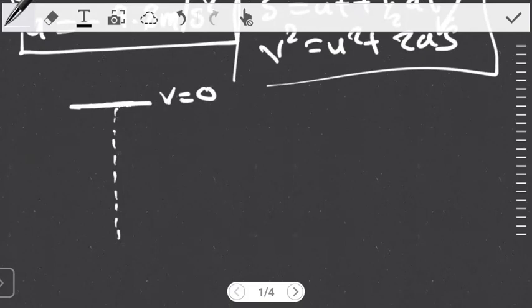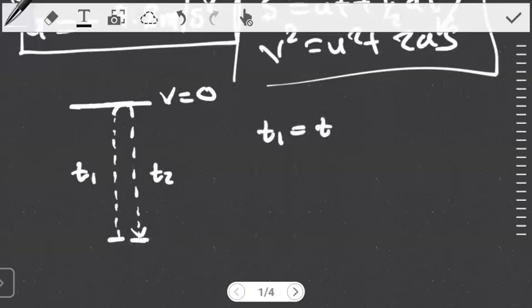Okay, next up, if the projectile is thrown to reach that level and it starts coming down, you see, the time it takes to go up from this same level and the time it takes to come back down to the same level, let's say that's t1, provided it comes back to the same level where it was thrown from. In this case, t1 will be equal to t2.